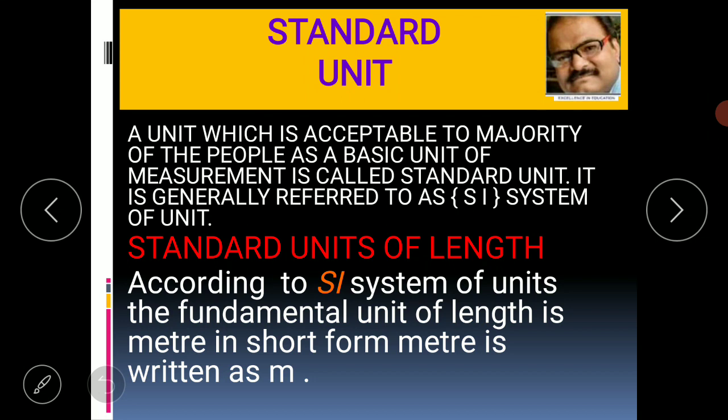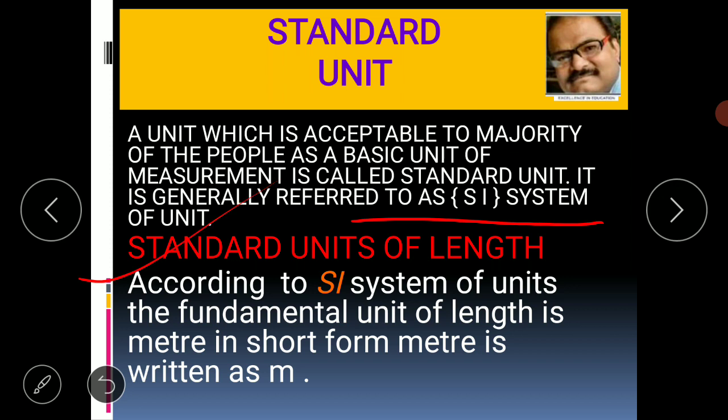A unit which is acceptable to the majority of the people as a basic unit of measurement is called a standard unit. The scientists all over the world have accepted a basic set of units for measuring basic physical quantities, that is, measurement of mass, length, time, temperature, etc. This set of units is called the Standard International System of Units. It is generally referred to as the SI system of units.